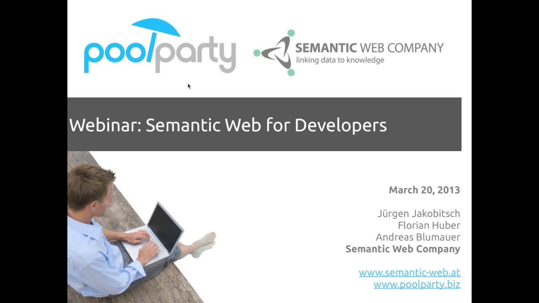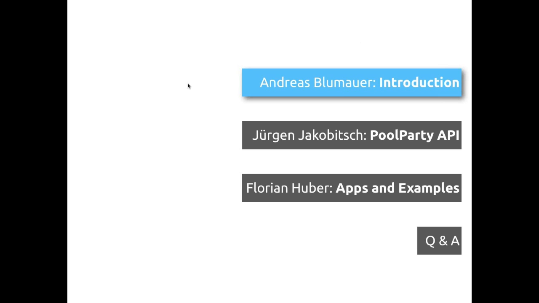So today we are 3 presenters. I will start with a short introduction and then pass over to my colleague Jurgen afterwards. He will talk about the PoolParty API. He'll give an overview of how to make use of PoolParty technologies in general, how to use the API for different purposes, and how to put the application layer on top of the API. And then I'll pass over to my other colleague Florian, who will show you the methods and ways how to build an application on top of the PoolParty API.